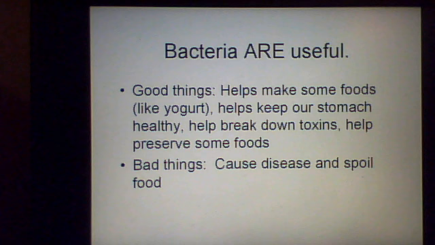Good bacteria also helps keep our stomach healthy. It helps break down toxins, and it also helps preserve some foods. Then we have our bad bacteria. Our bad bacteria can cause disease and also spoil food.